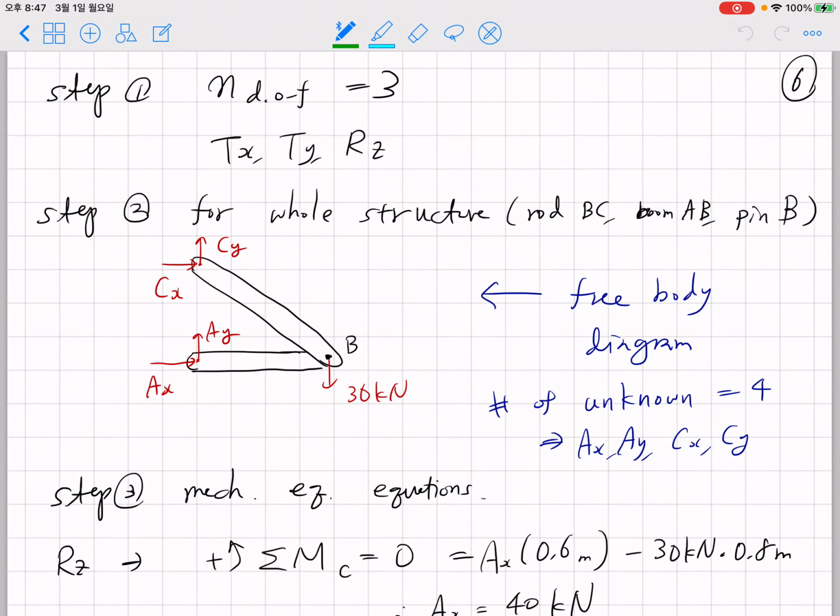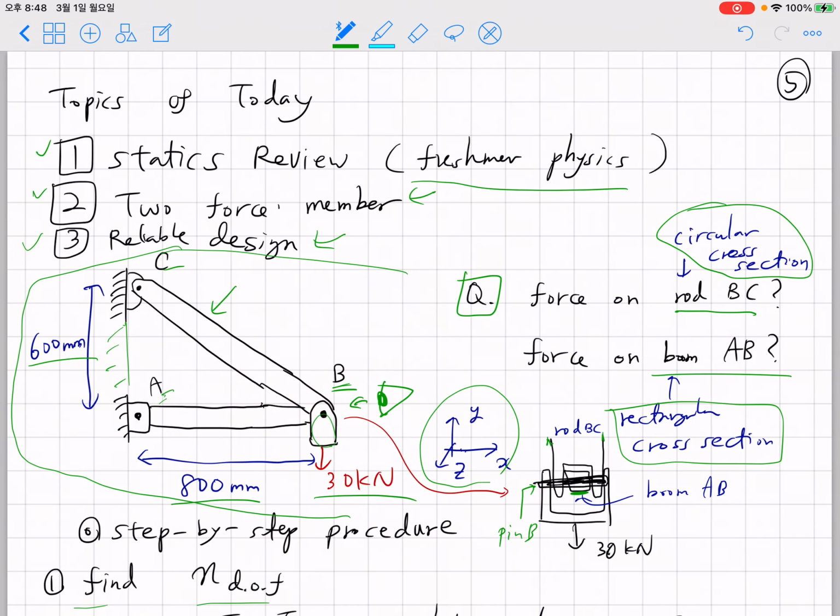So let's first consider step 1. Let's find the degrees of freedom. As I told you, we're gonna assume a rigid wall. So we have this ABC structure. For this ABC structure, we're not gonna allow translation along the z direction, and we're not gonna allow rotation about the x-axis or y-axis. We'll only consider rotation about the z-axis. This is the z-axis, and we are considering rotation here or there. So if mechanical equilibrium is not satisfied, this structure can move up and down or rotate.